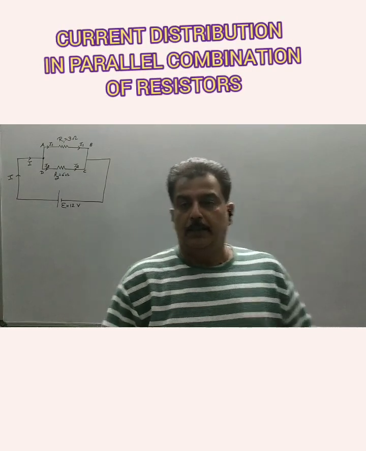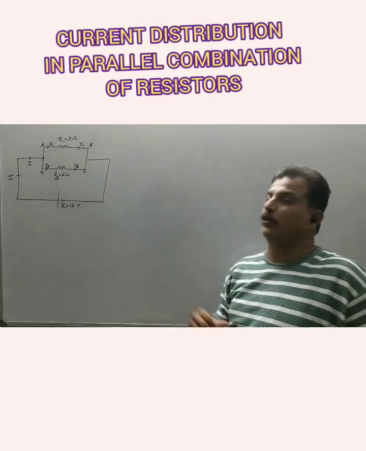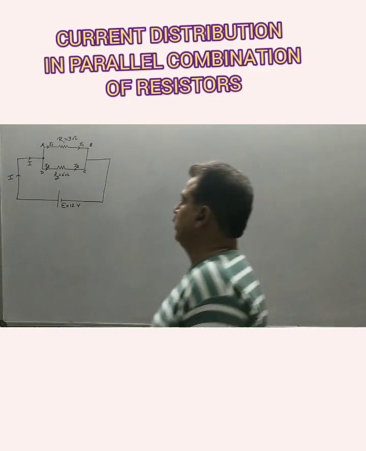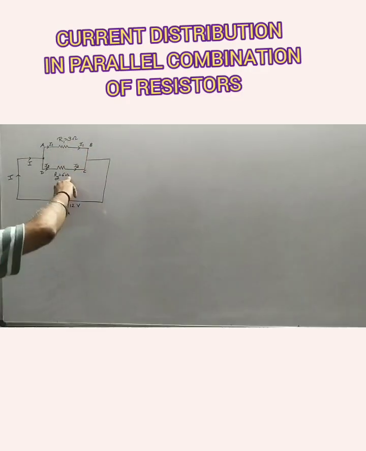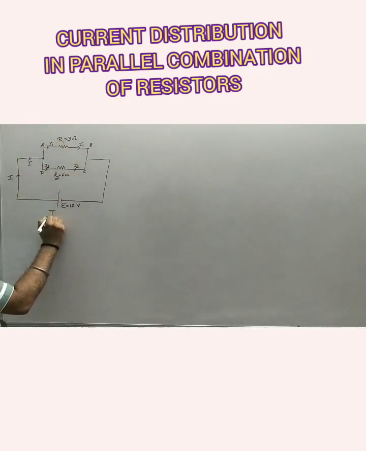Hello students, let us find out the current distribution in the simple parallel combination of the circuit. Here we have two resistors R1 and R2 in which the current is flowing. We have to find out what is the current flowing in R1 and R2. Now from the figure we can first of all find out the total current in the circuit.